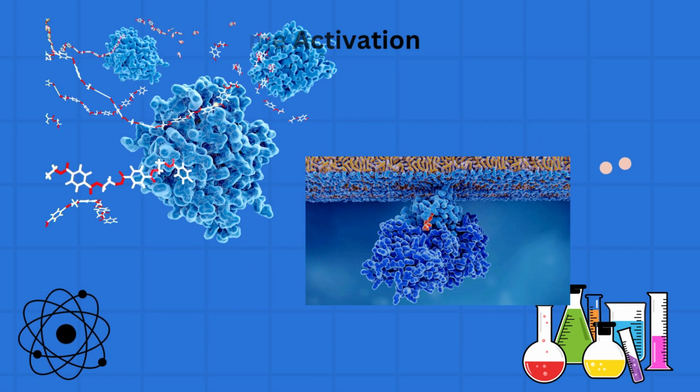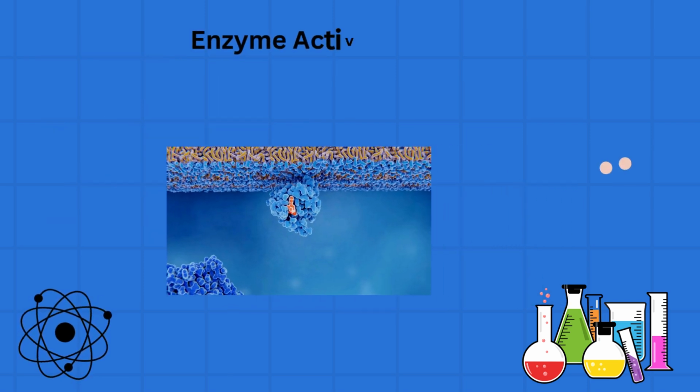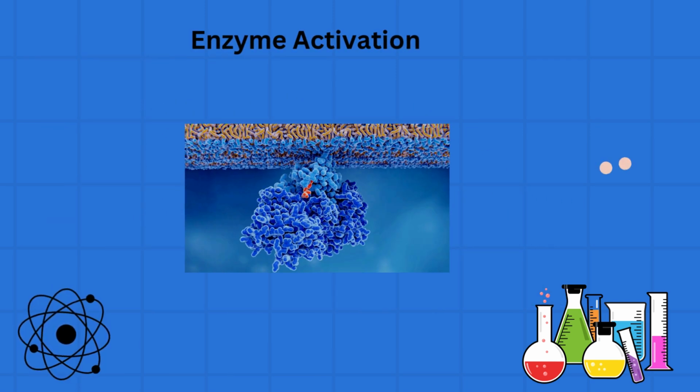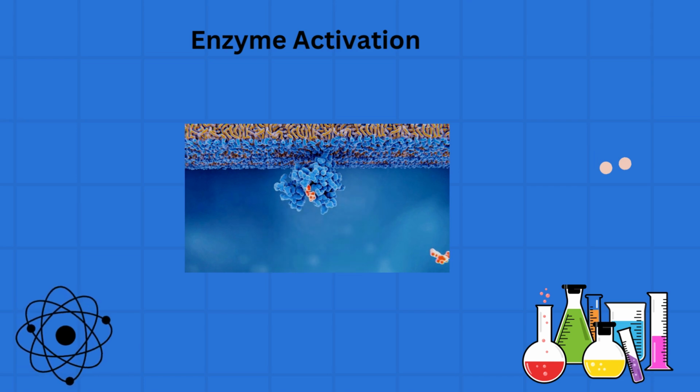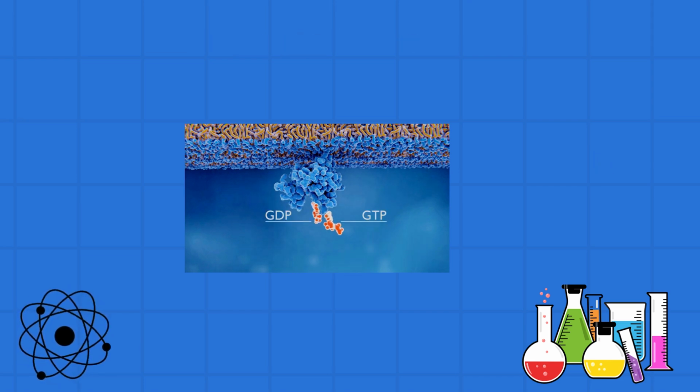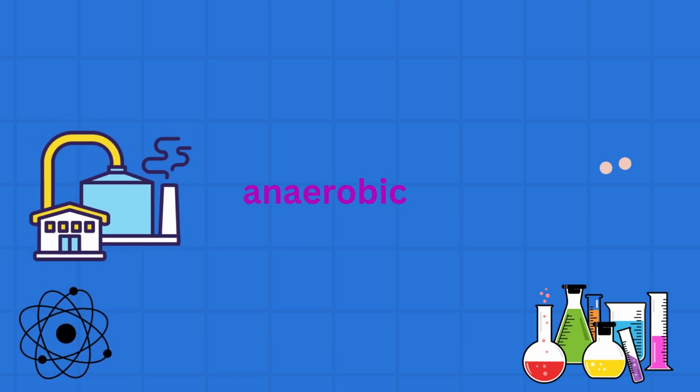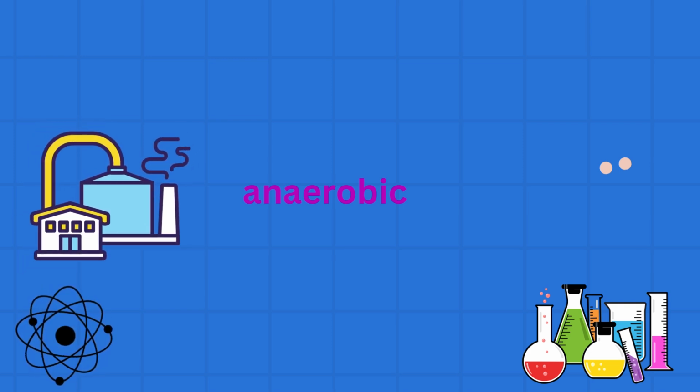Let's look at the chemistry. Yeast uses enzymes to break down glucose during glycolysis, producing pyruvate. Pyruvate is then converted into ethanol and carbon dioxide in an anaerobic process, meaning it happens without oxygen. Here's the simplified equation for alcoholic fermentation.